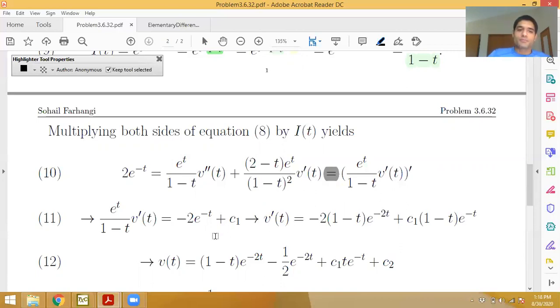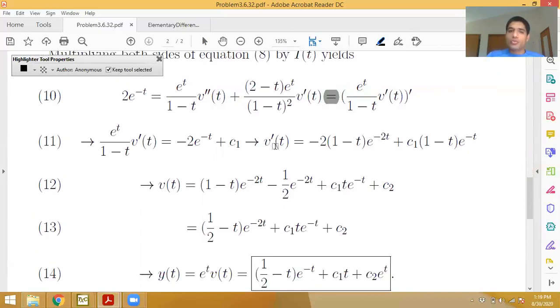Now, I still want to solve for v of t. So I'm going to go ahead and just divide by this coefficient, e to the t over 1 minus t. Divide that to isolate my v prime of t and see that it is equal to negative 2 times 1 minus t times e to the negative 2t plus c1 times 1 minus t times e to the negative t.